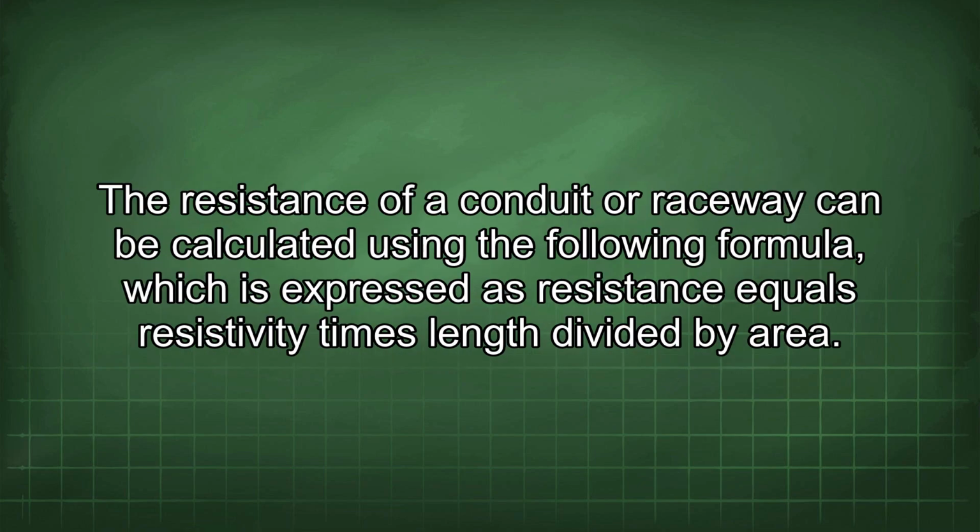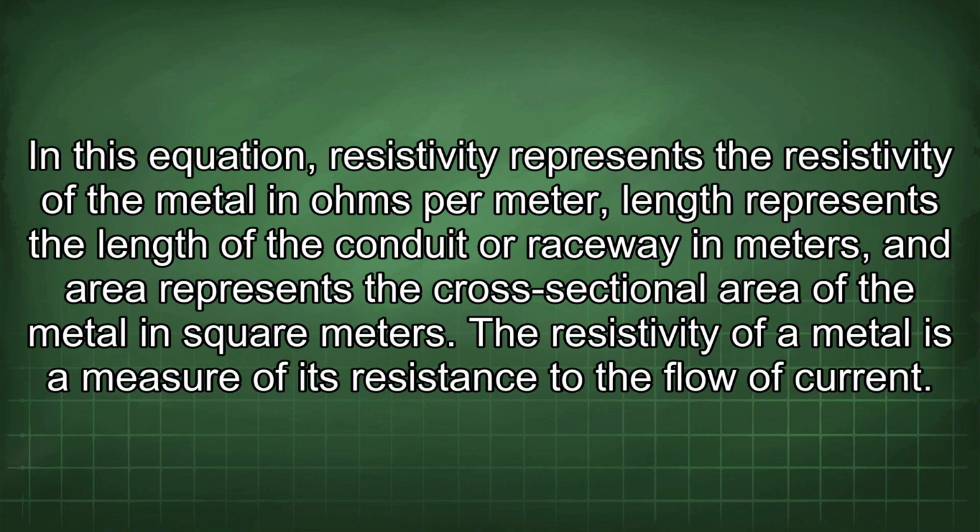The resistance of a conduit or raceway can be calculated using the following formula, which is expressed as resistance equals resistivity times length divided by area. In this equation, resistivity represents the resistivity of the metal in ohm-meters, length represents the length of the conduit or raceway in meters, and area represents the cross-sectional area of the metal in square meters.